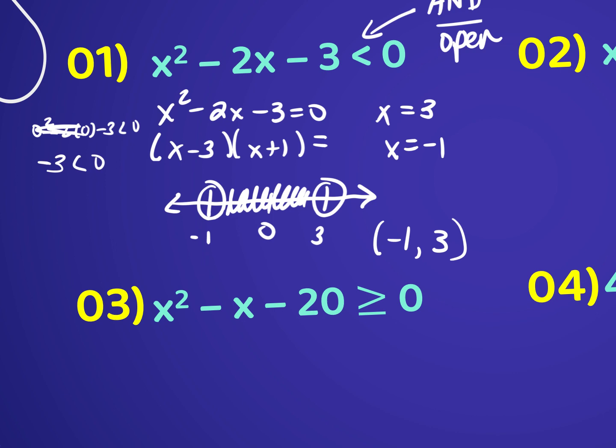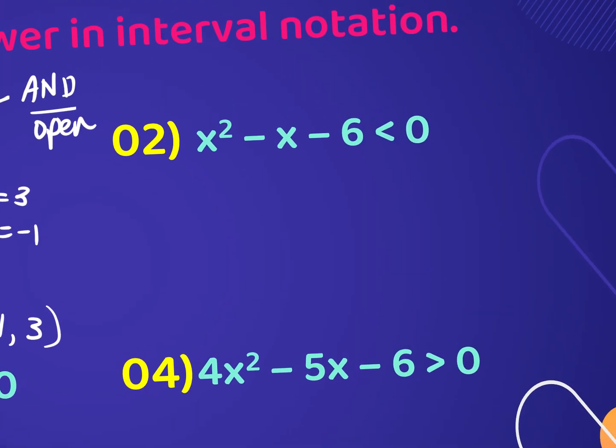So let's look at the next one. Is everything on one side and 0's on the right? Yes. Okay, so let's talk about this. What does that sign say? Less than, right? This is an and. And what kind of a circle or dot am I going to have on my number line? Open. Okay, good. Why is it open? Because it's not or equal to.